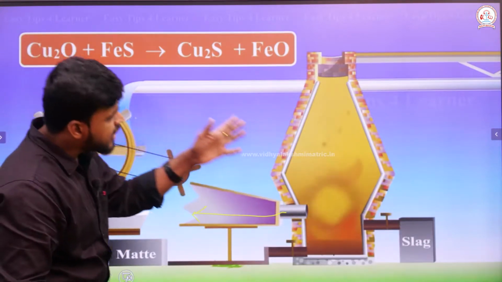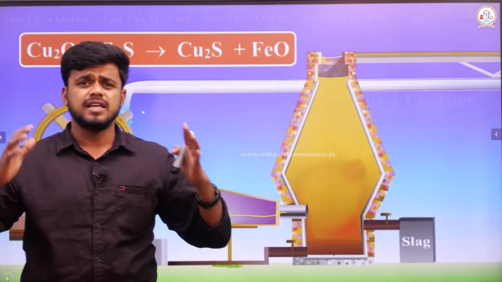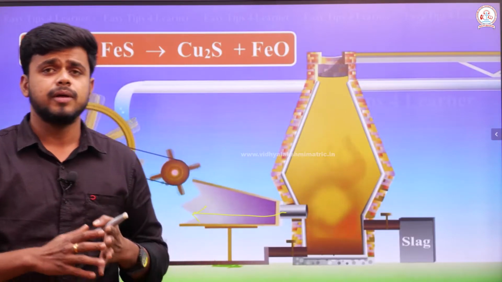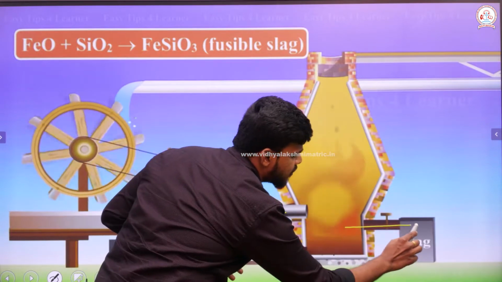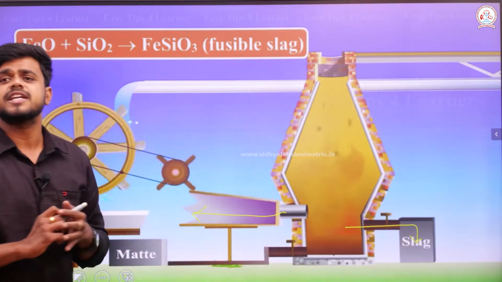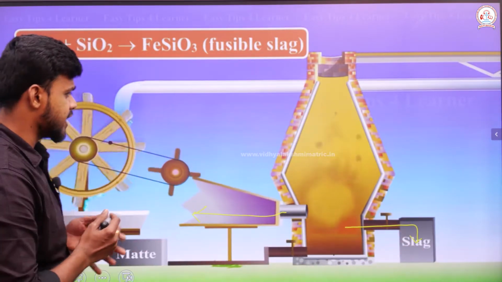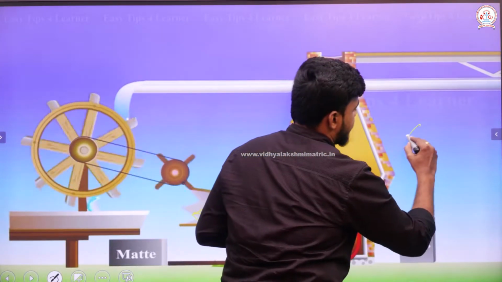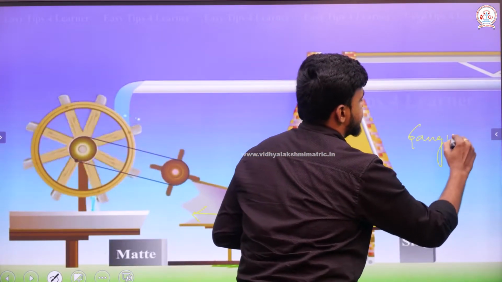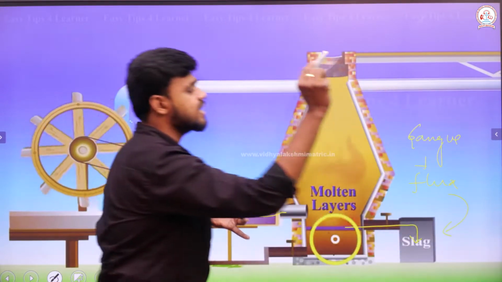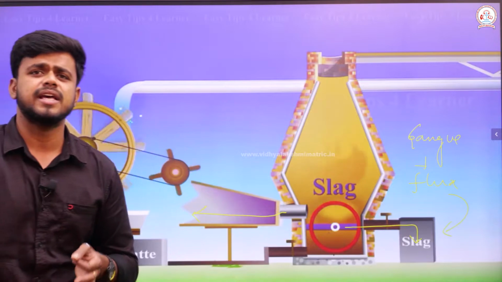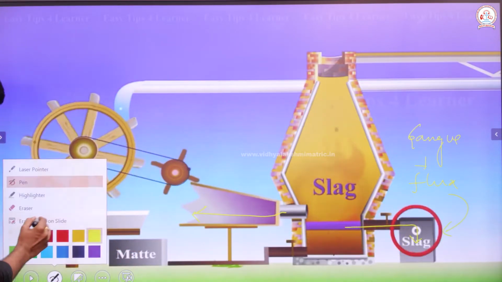And we know that during the process, impurities will be formed. Those impurities will be collected separately in the form of a slag when they are treated with gangue. See, I told you that gangue, when it is treated with flux, will get deposited as a slag very clearly over there.